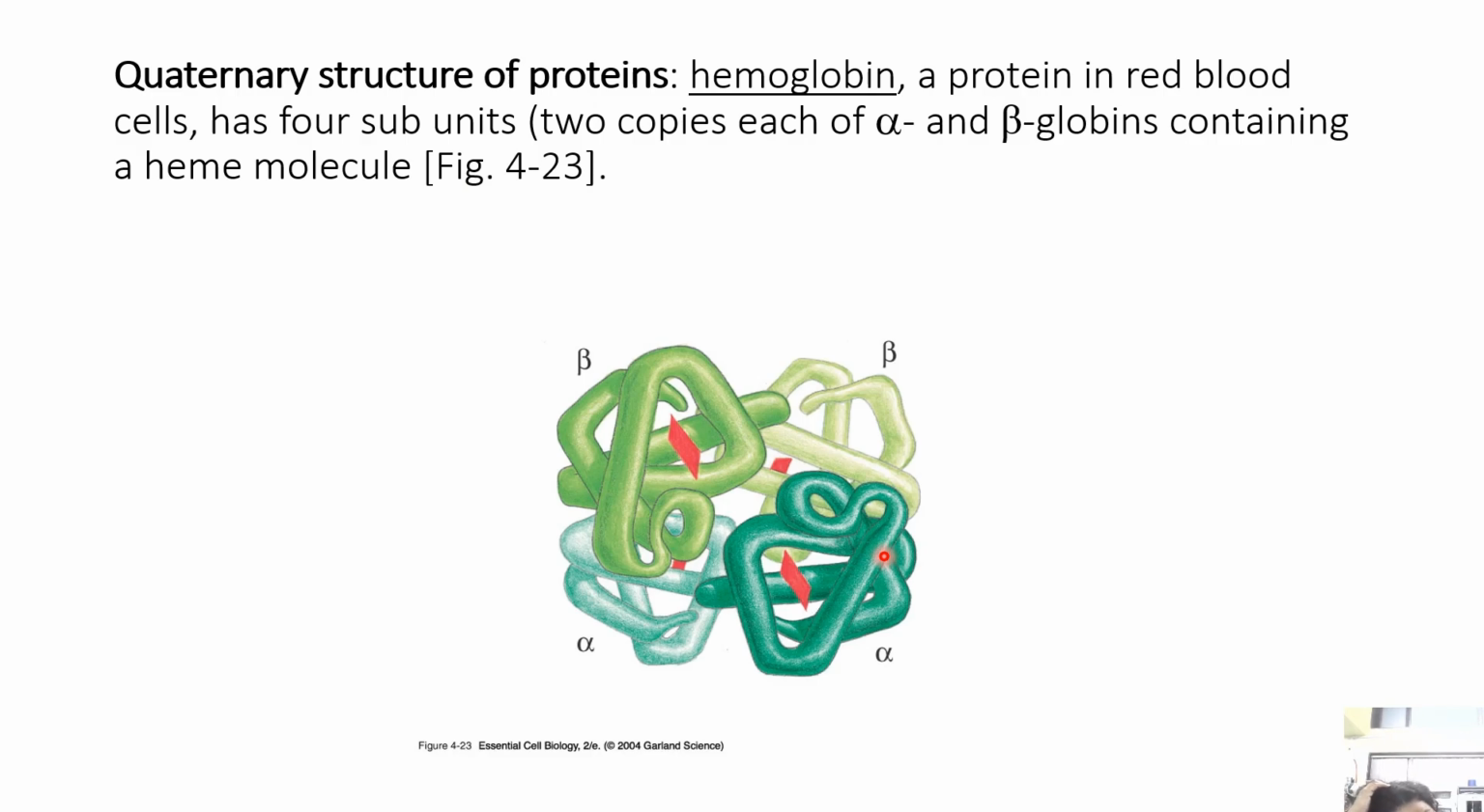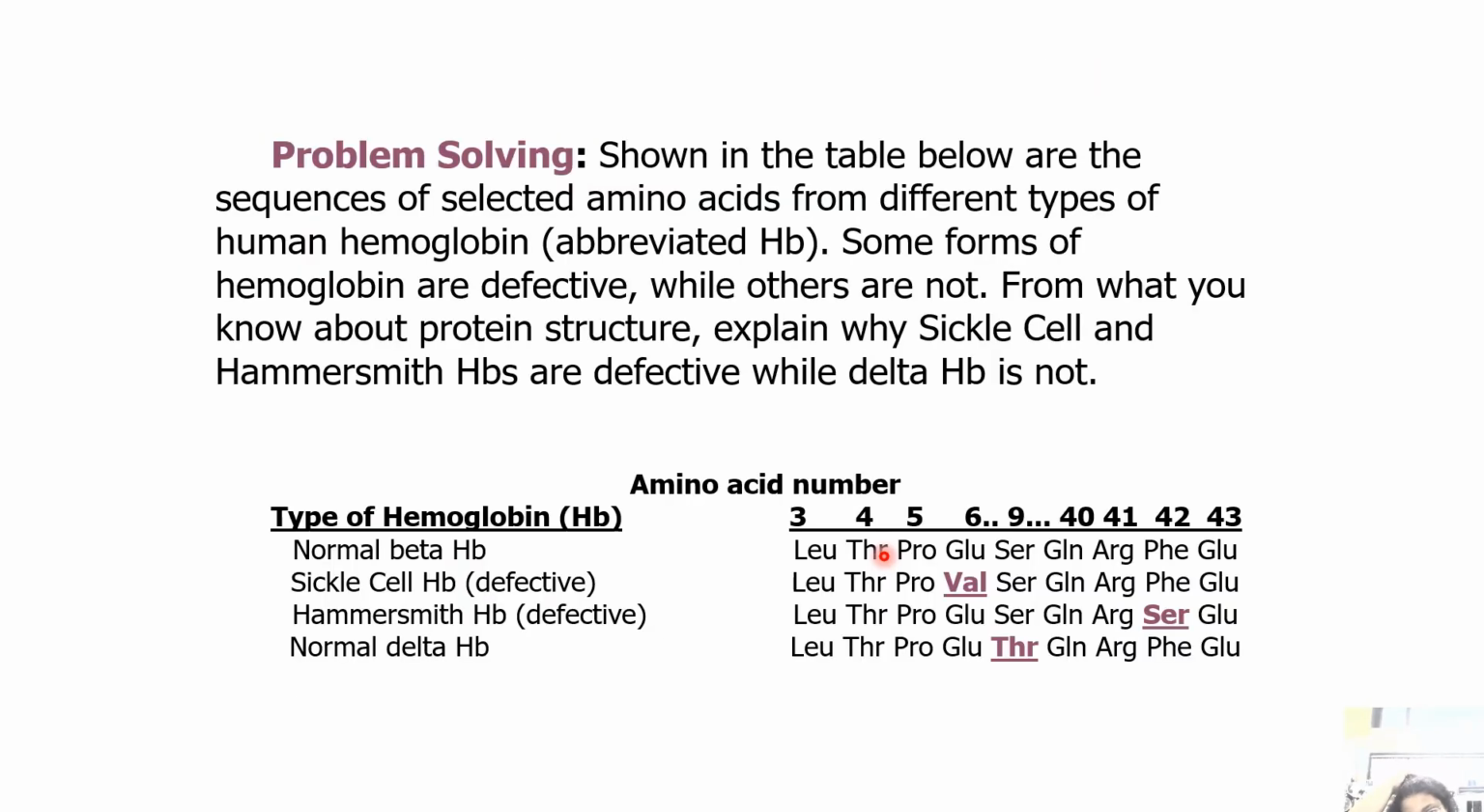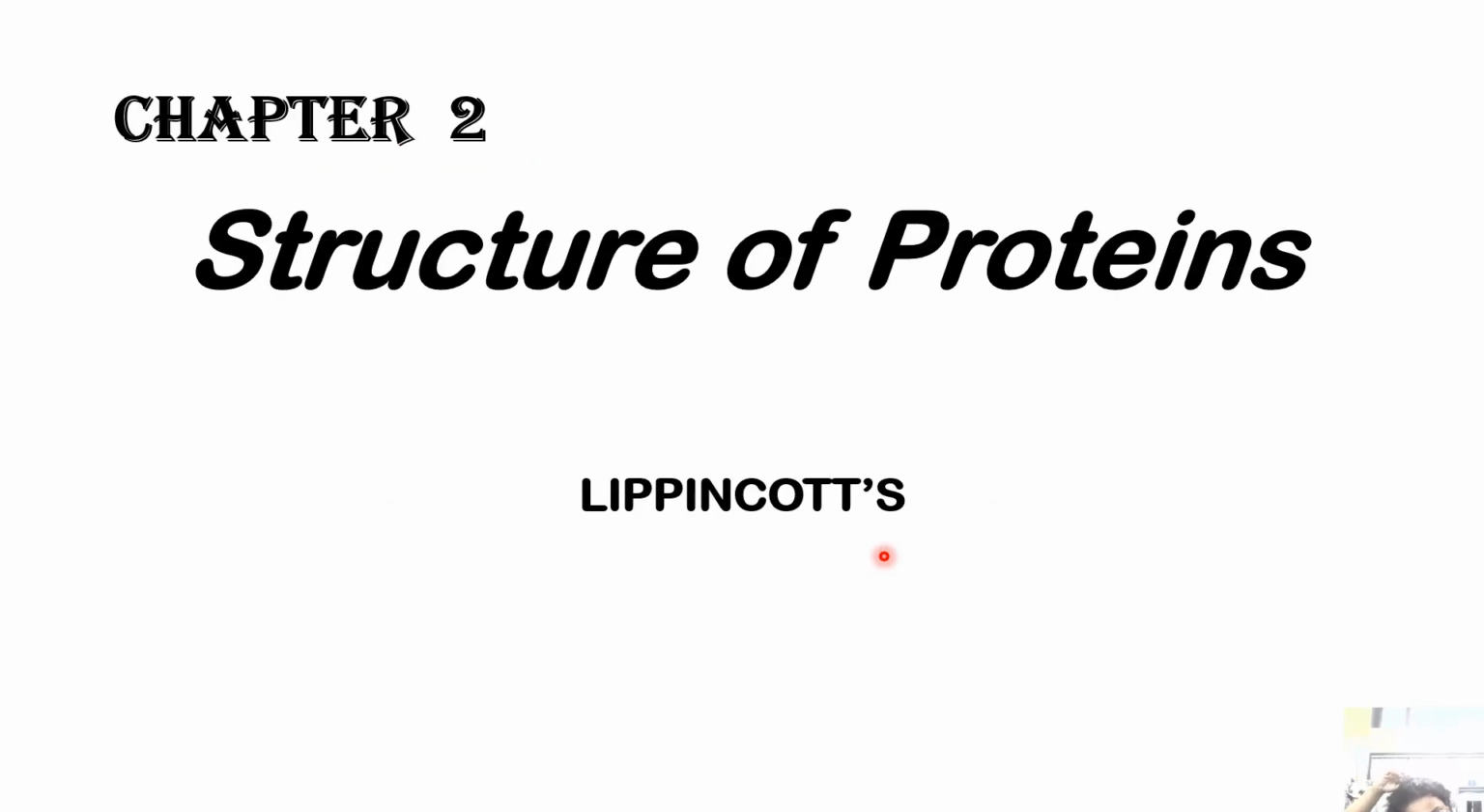Now, the quaternary structure of proteins: hemoglobin, a protein in red blood cells, has 4 subunits, 2 copies each of alpha and beta globins containing a heme molecule. Now, gel electrophoresis is a method used to separate proteins. Okay. I'll not go into these details.